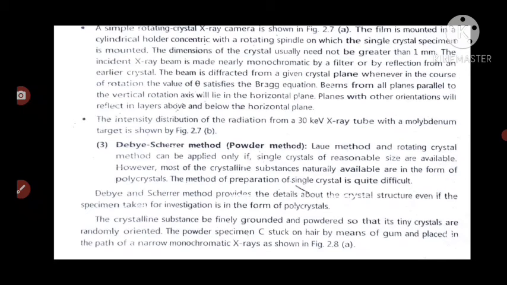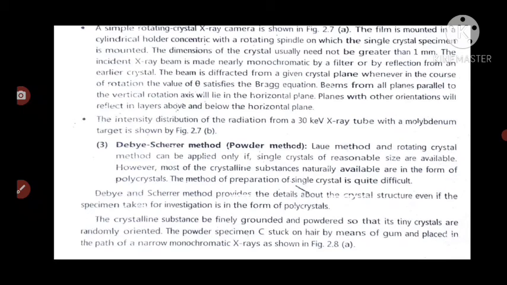The next method shown here is the Debye Scherrer method, also known as the powder method. The Laue method and the rotating crystal method can be applied only if single crystals of reasonable size are available. What is the main point? The single crystal must be available in reasonable size, a crystal not greater than 1 mm.